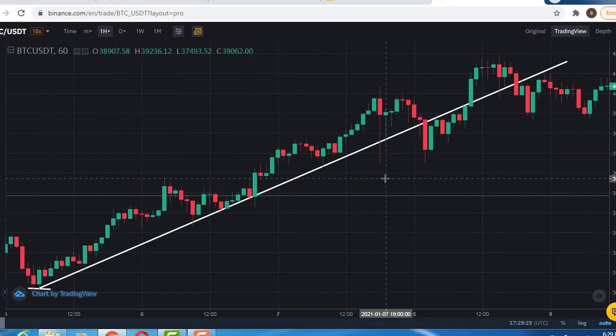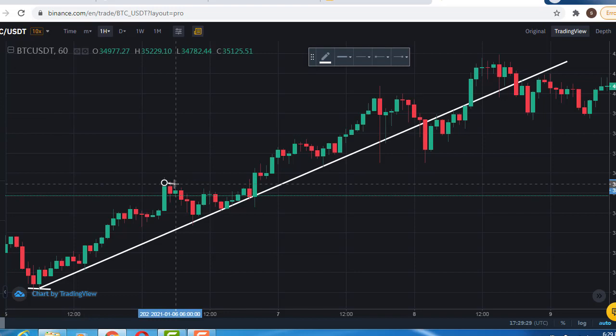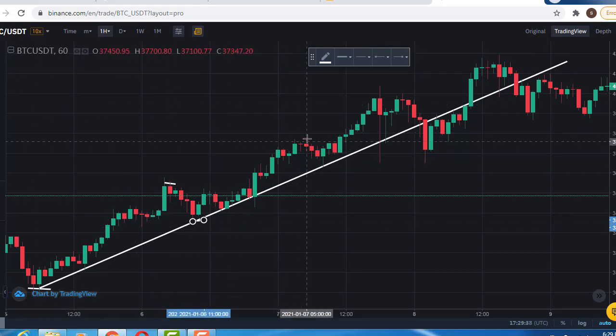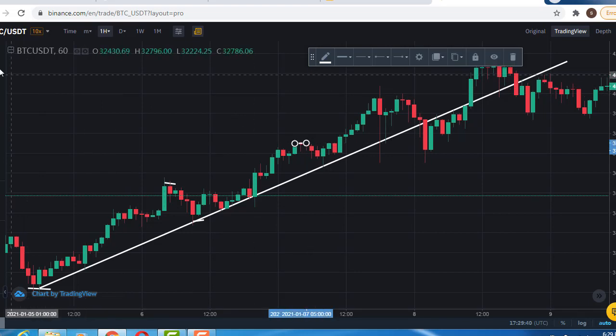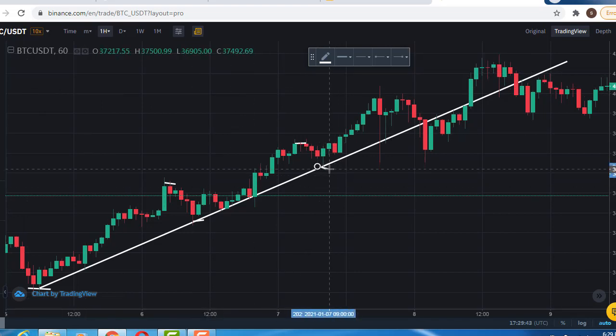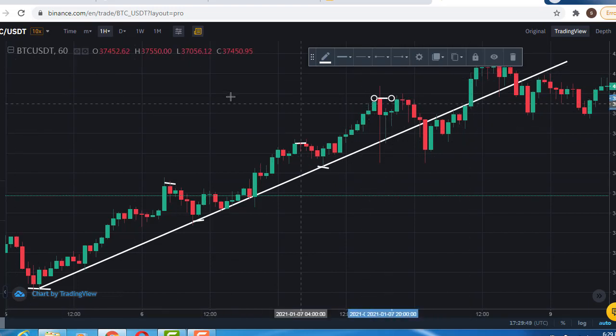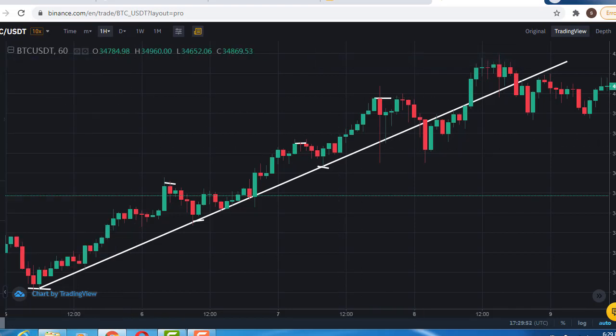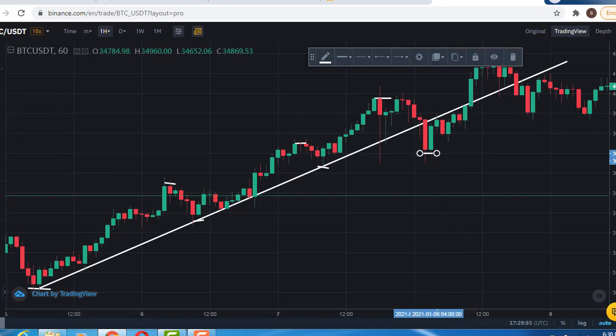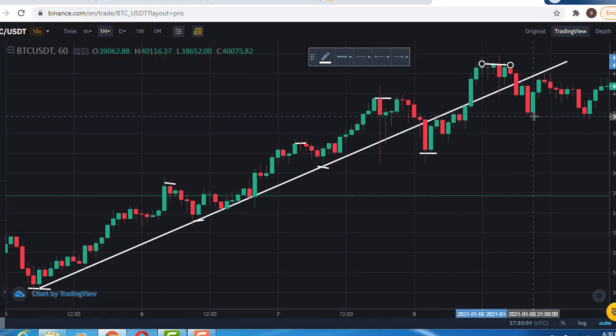Very, very important. So this is an uptrending market. I said this is your higher high, and then this is your higher low. This is a higher low. Here we have another higher high. Then another higher low. Another higher high. Another higher low here as well. We have a higher high here. Then we have a higher low here as well.